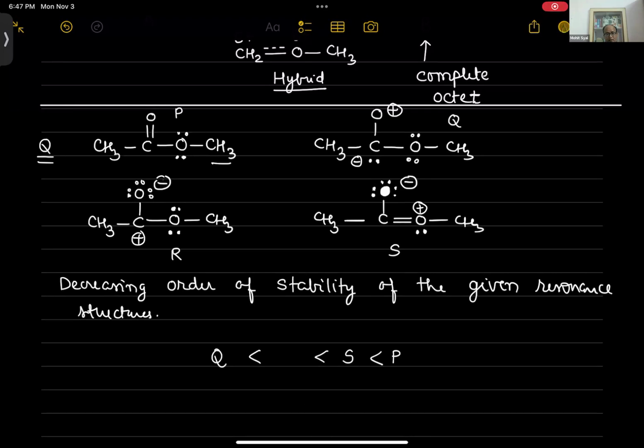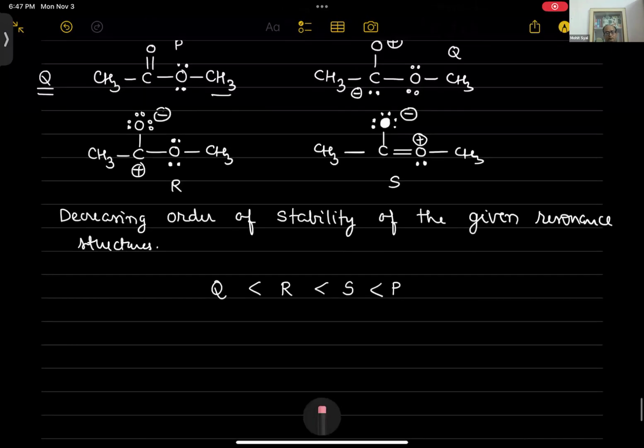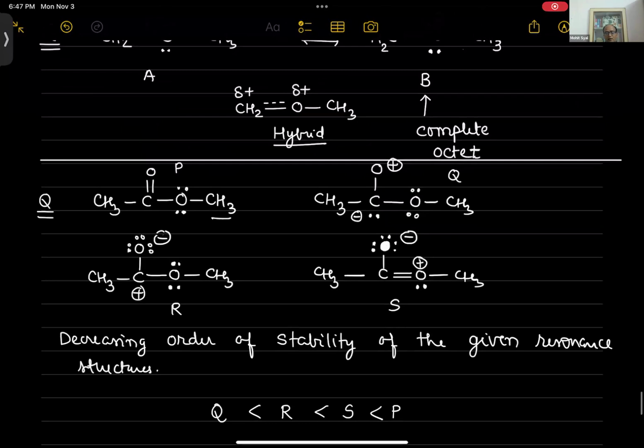Nabila, are you getting it? Maha, are you getting it? How many electrons are there on this oxygen? 6. And oxygen is what type of atom? Electronegative. So will it be happy with the positive charge? No. An electronegative atom will be stable if it carries negative charge. So here it is negative and here it is positive. Got it?